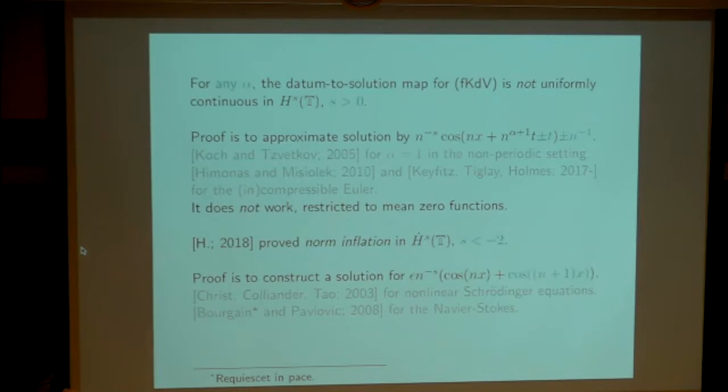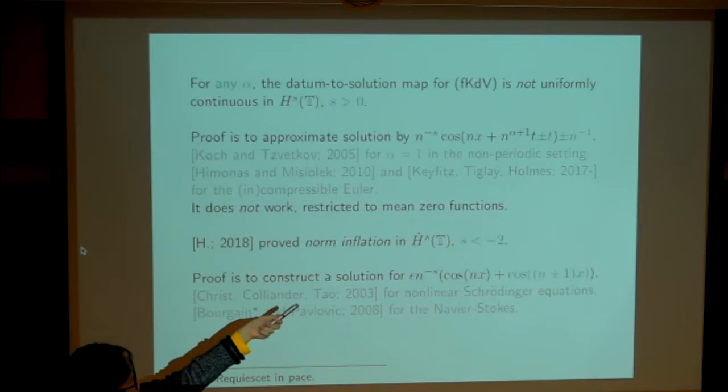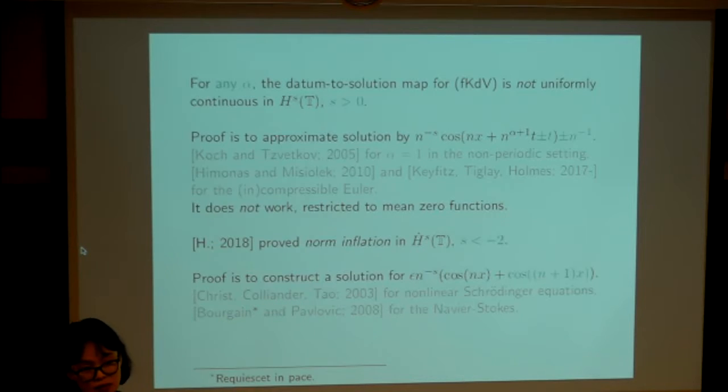Recently, I was able to show norm inflation for the FKdV equation in a Sobolev space of mean zero functions for sufficiently negative Sobolev exponent. For the proof, I take the initial condition that is supported in two adjacent high frequencies. And then through quadratic interactions, these two high frequencies will produce a low frequency component, which, if you measure in a negative Sobolev space, becomes large.